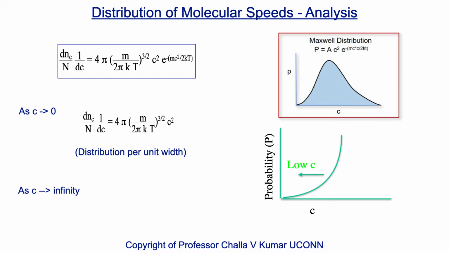Now, if the c goes to very, very high values, then the exponent takes precedence. And so P is A star, that's your e to the power minus mc squared by 2kT, and this whole function goes to 0. Even though you have c squared, because you're multiplying with this exponent, which is close to 0.